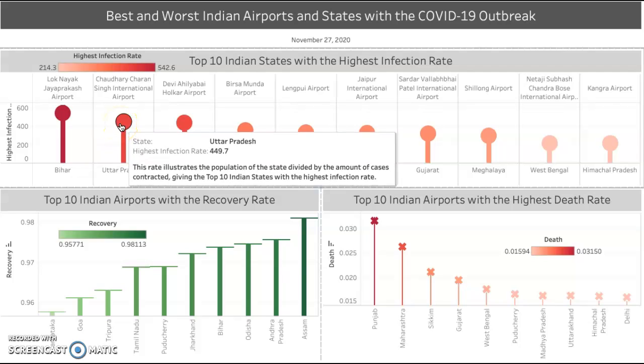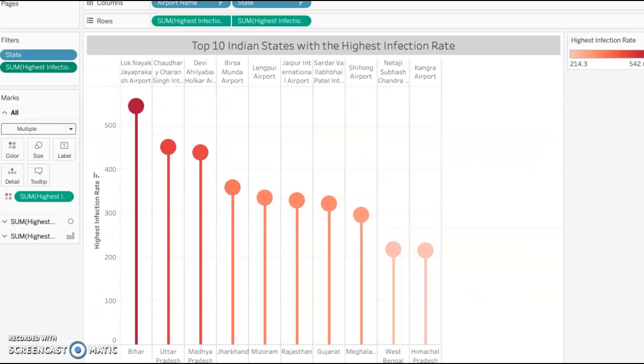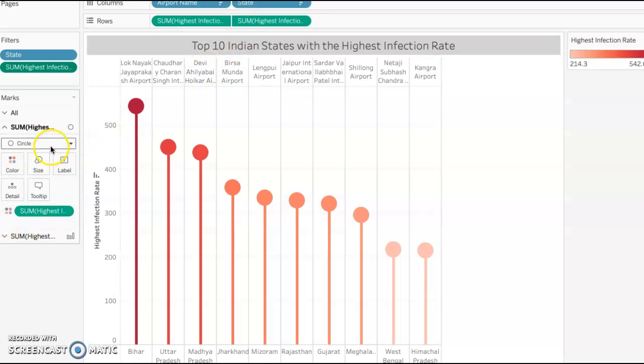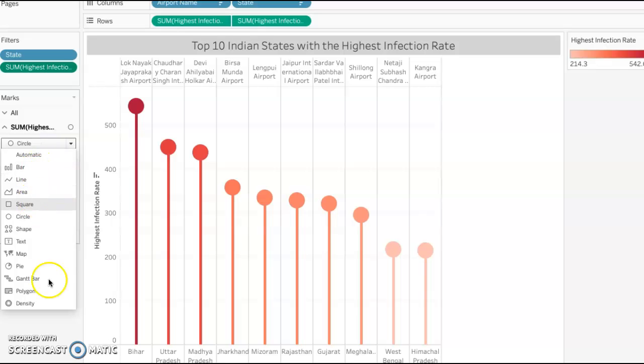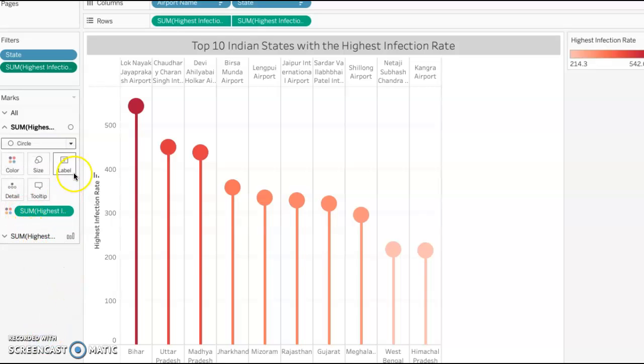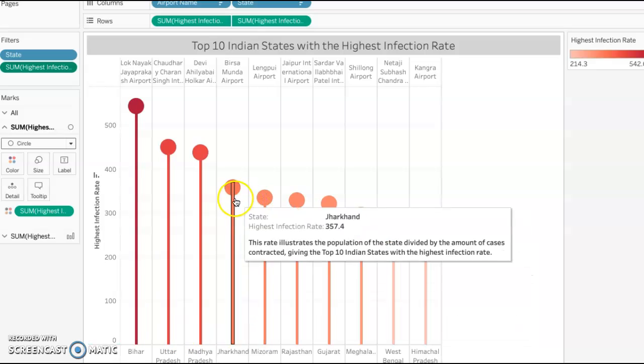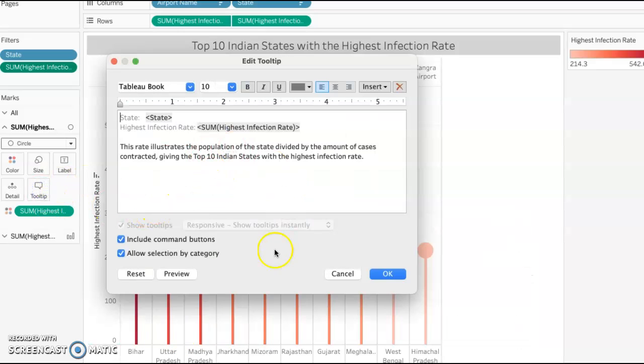In the tooltip in here, I just basically wrote that this rate illustrates the population divided by that amount of cases. This is basically just a quick breakdown of the sheet. I can kind of go through and show you how I created everything. So this was just a lollipop chart that I created. I created the dual axis on the calculation that I had, and then played around with what the top part would be. So I just chose the circle and the bar graph just to make it look like a lollipop chart, and then added the tooltip as well just to show the comments.